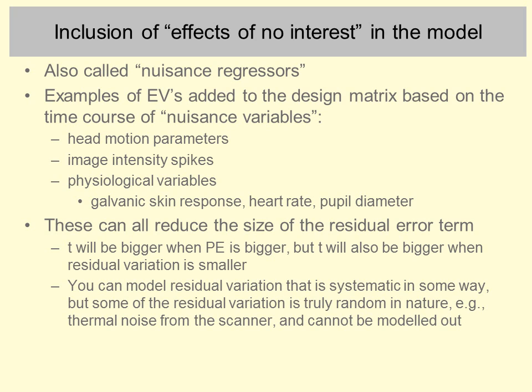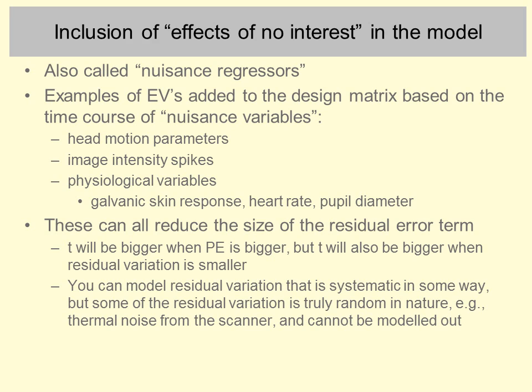Firstly, you can model the residual variation which is somehow systematic, such as that due to head motion, but some of the residual variation is truly random in nature, such as the high frequency noise caused by thermal noise. And so because it's random, it, by definition, can't be modelled.